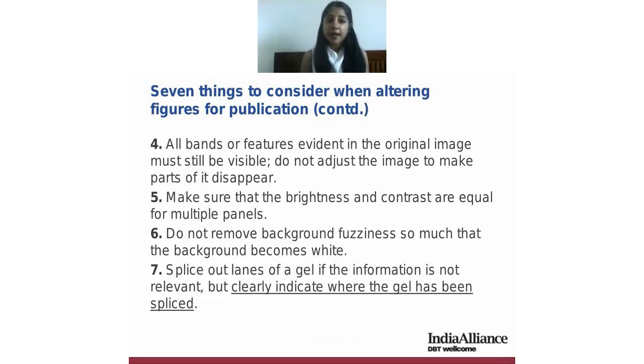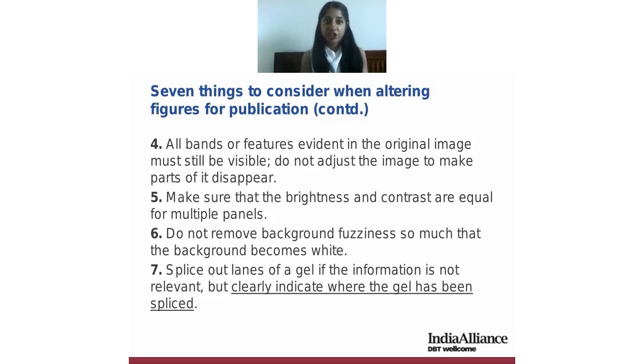Fourth, all bands or features that are evident in the original image must still be visible. So you may increase or decrease the contrast, but don't try to make bands disappear. Again, all panels should have equal brightness and contrast. Don't remove the background fuzziness so that the background becomes white. You don't need to create a perfect white background, this is not an art competition. That is not needed. You know, in the absence of noise, actually people start suspecting there is something wrong.